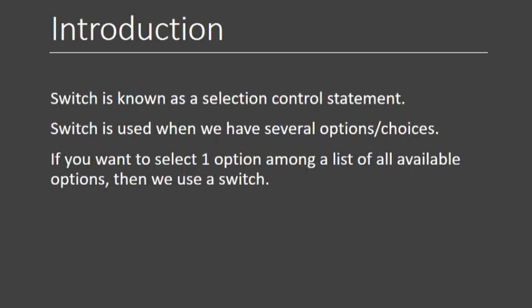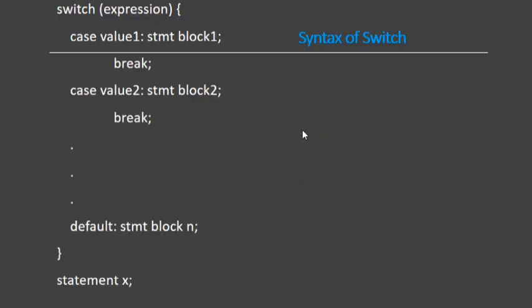For example, there is an electrical board in our home. Assume there are 10 switches on it. One switch is for the fan, one switch is for the TV, one for some other operation. So if you want to switch on the TV, only the TV switch you should make on, and the TV will enter the on state. Similarly, we are going to select one among a number of available cases. That's why it is called a selection control statement.